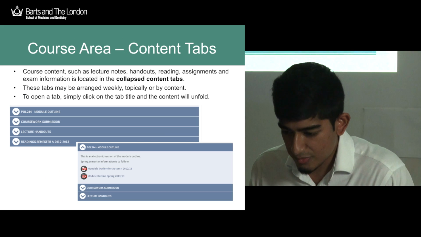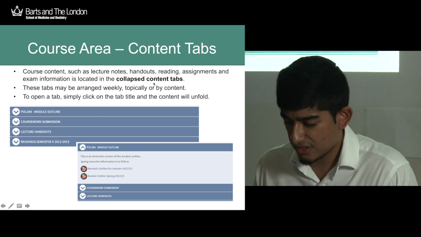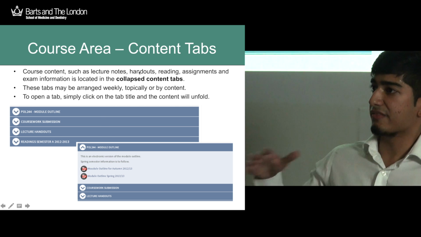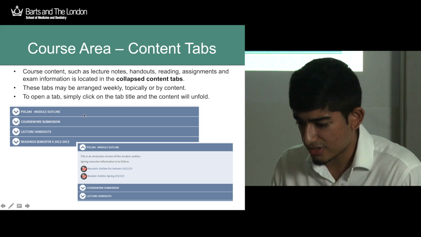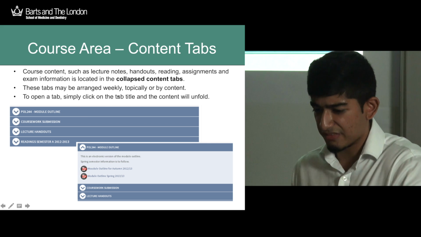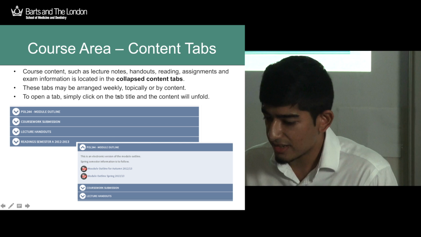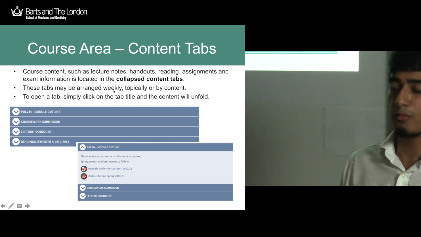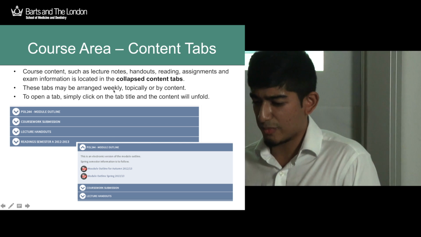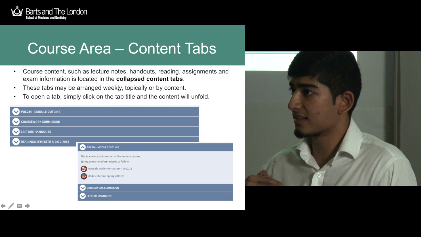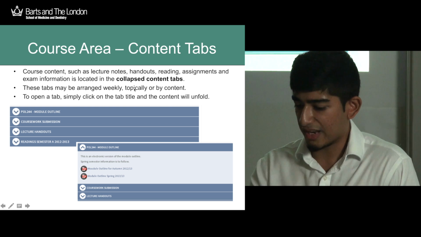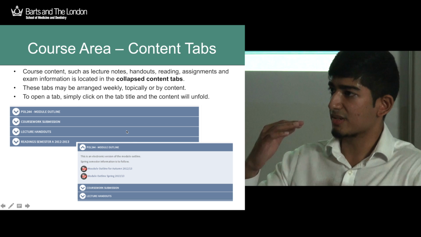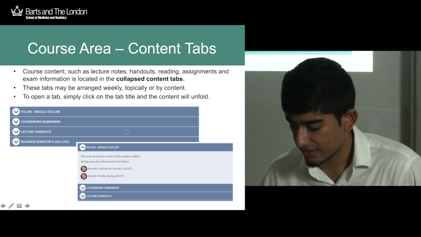Okay, so content tabs. Once you scroll down further along a specific course area, you'll find that the course is laid out into different tabs, and they can be arranged weekly. Again, it's up to your module leaders, so they can be released to you on a weekly basis, or it can be done topically as well. To simply access them, just click on any tab and it will expand it and then collapse it again.